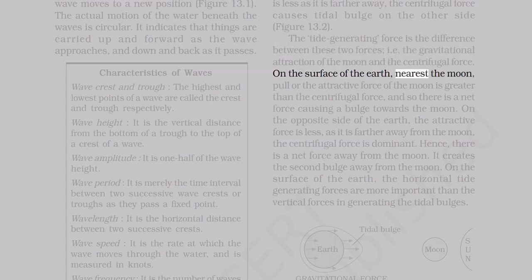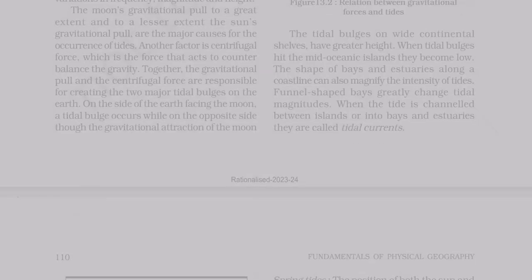On the surface of the Earth nearest the moon, the pull or the attractive force of the moon is greater than the centrifugal force, and so there is a net force causing a bulge towards the moon. On the opposite side of the Earth, the attractive force is less, as it is farther away from the moon, and the centrifugal force is dominant. Hence, there is a net force away from the moon. It creates the second bulge away from the moon. On the surface of the Earth, the horizontal tide-generating forces are more important than the vertical forces in generating the tidal bulges. Figure 13.2, Relation between gravitational forces and tides.